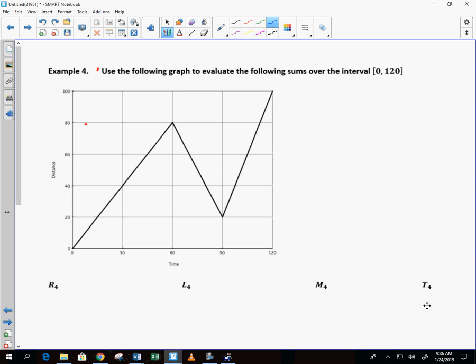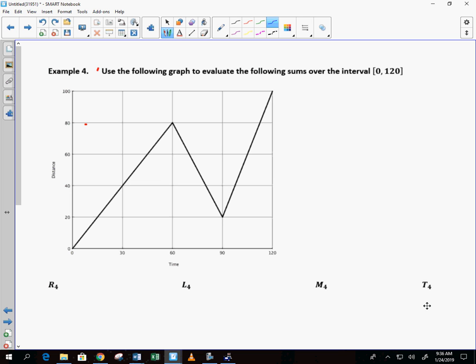Okay, last example for the day. It says, use the following graph to evaluate the sums over the interval 0 to 120. I have 0. I have 120. I'm going to find right hand of 4, left hand of 4, midpoint of 4, and trapezoidal of 4. You should also be able to do this using a graph.